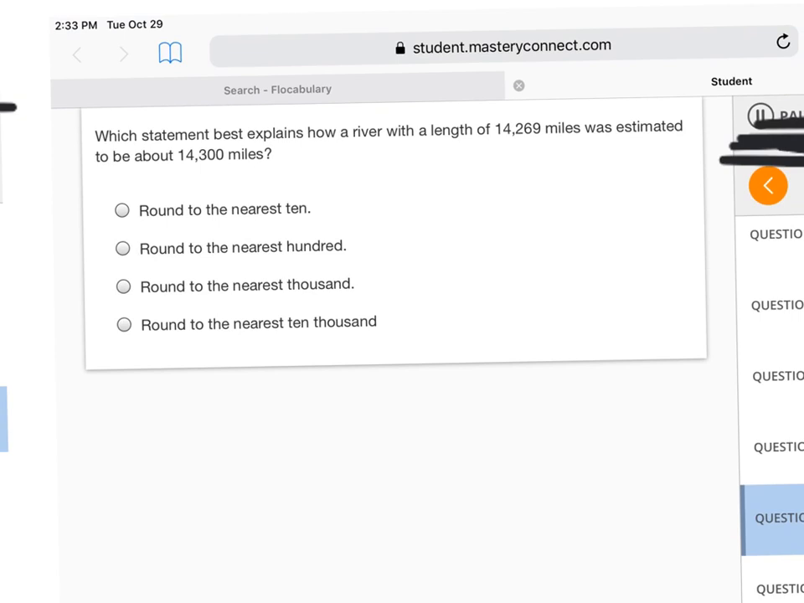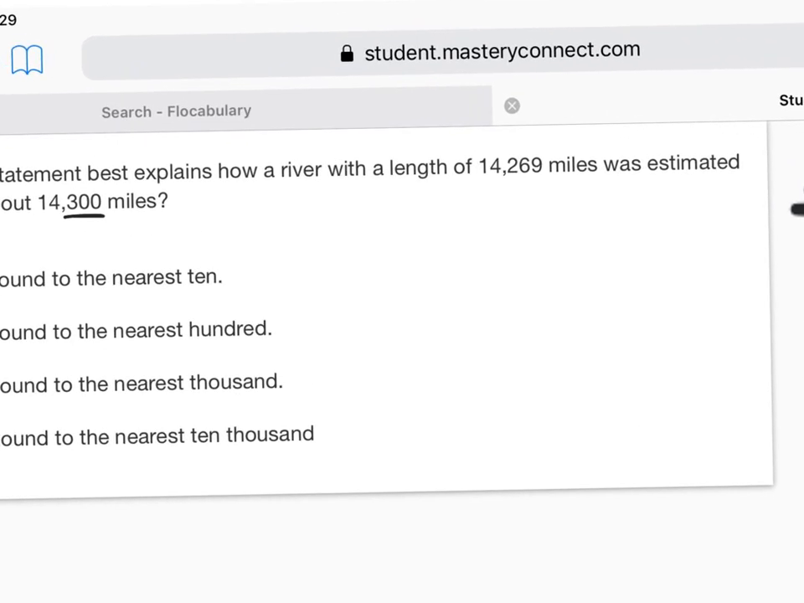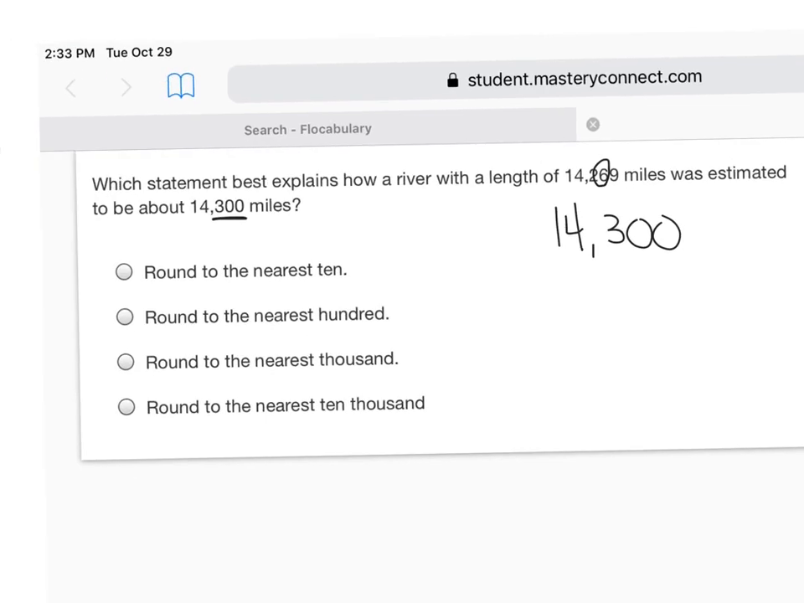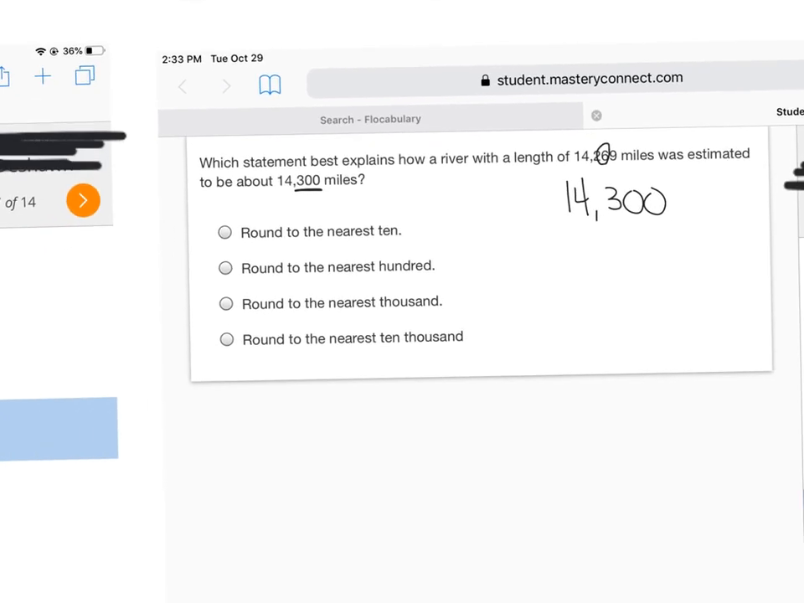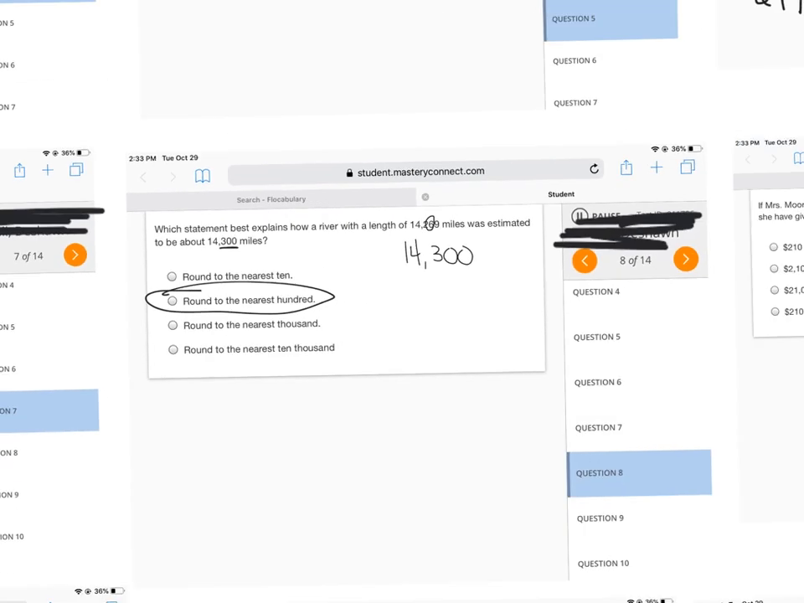So obviously, if we look at it, they changed the numbers after the hundredth place to a 0, so that lets me know that we had to round to the nearest hundred. And just to be sure, if I looked over here, this 6 would make the 2 round up to 14,300. So my rule is that it rounded to the nearest hundreds place.